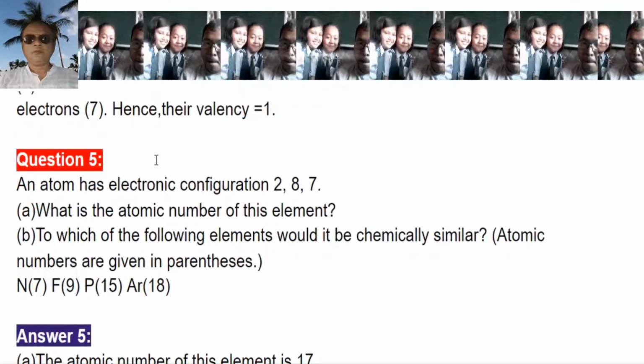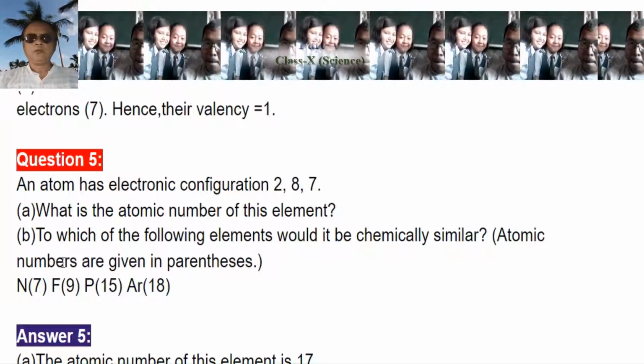Question number 5. An atom has electronic configuration 2,8,7. What is the atomic number of this element? Atomic number means the number of protons. But in a neutral element, the number of protons is equal to the number of electrons. So the atomic number will be 2 plus 8, 10, plus 7, 17.